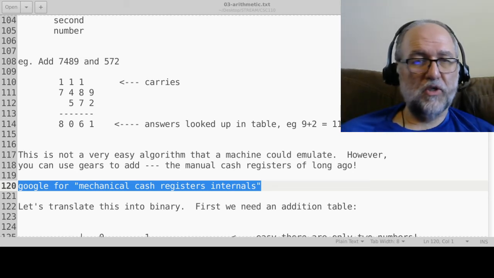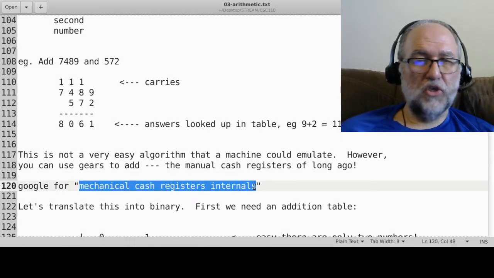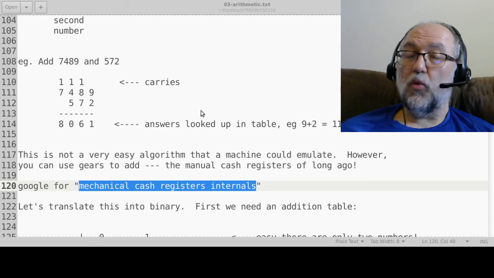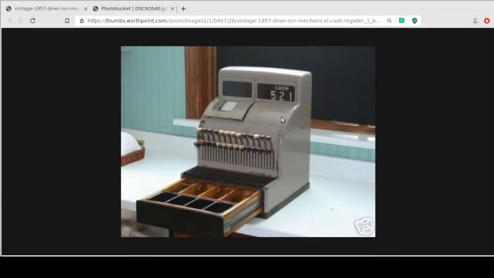They were the mechanical cash registers. If you just Google for mechanical cash registers internals, I put the word internal there so you could see inside, otherwise you just get the picture of the externals. You would see things like this. This is a cash register from many years ago. I think this one's from 1957, and you could see that you had some buttons to enter in the value, like how much money each item was.